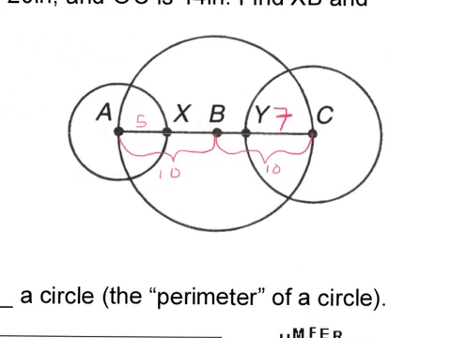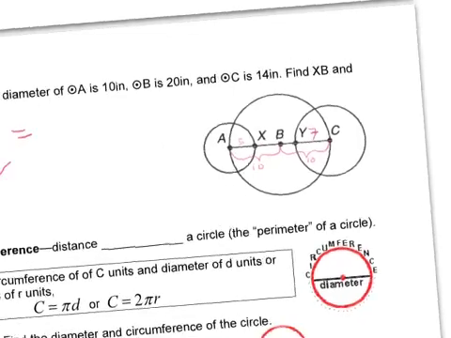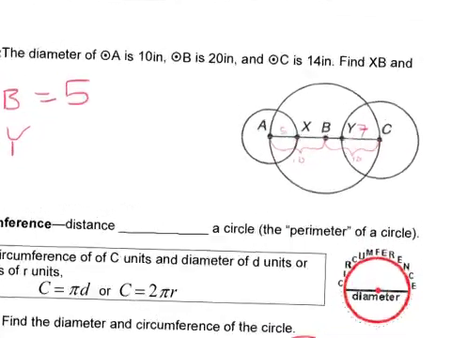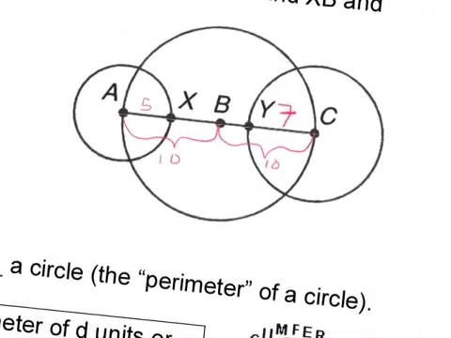Well, we have this total distance is 10, and this distance is 5. So what does XB have to be? Well, it has to be 5 as well, because 5 plus 5 equals 10. So let's come over here, right? XB equals 5. The next one is BY.